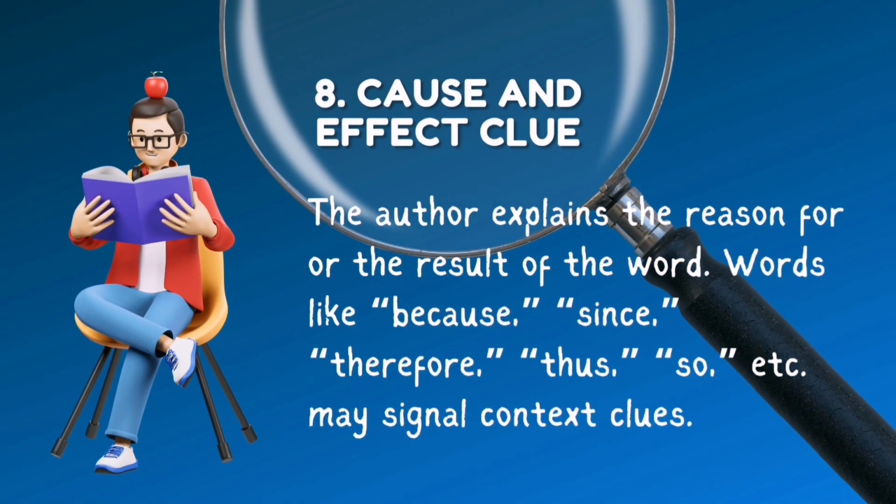The last type of context clue is cause and effect clue. The author explains the reason for or the result of the word. Words like because, since, therefore, thus, so, etc. may signal context clues.